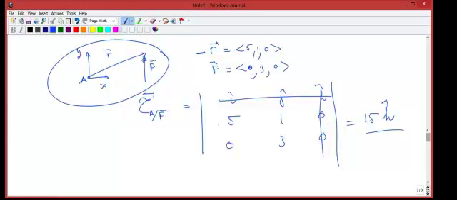Okay? Any questions on torque, matrices, and determinant in general? Before we take a quick break and then we start applying all this carefully.